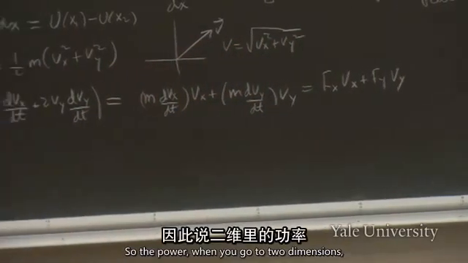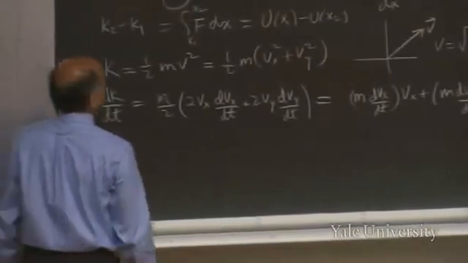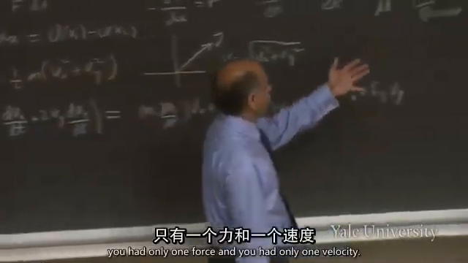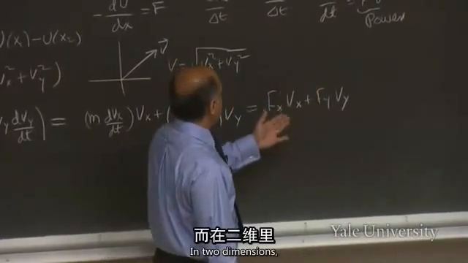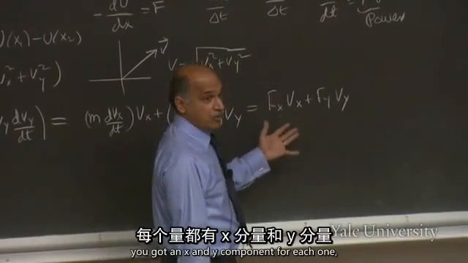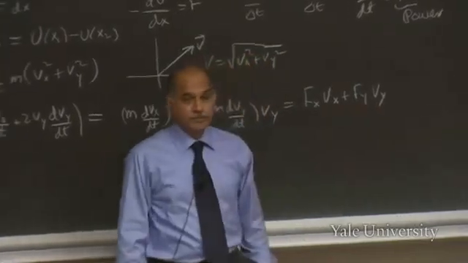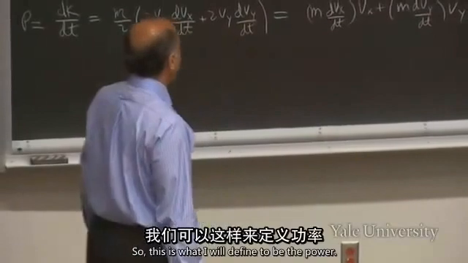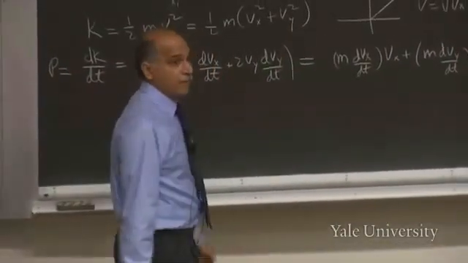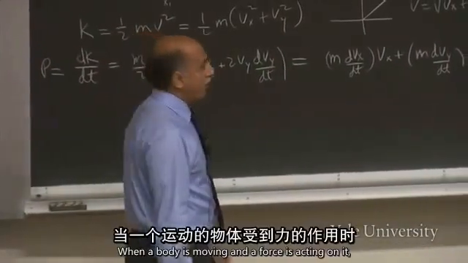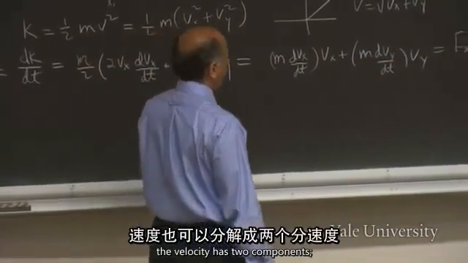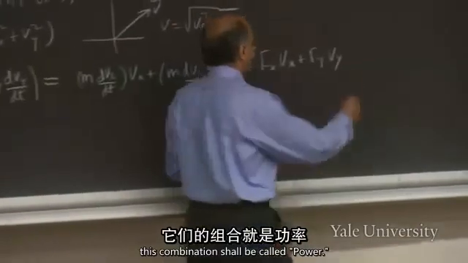So the power, when you go to 2 dimensions, is not very different from 1 dimension. In 1 dimension, you had only one force and only one velocity. In 2 dimensions, you get an x and y component for each one, and it becomes this. So this is what I will define to be the power. When a body is moving and a force is acting on it, the force has 2 components, the velocity has 2 components. This combination shall be called power.